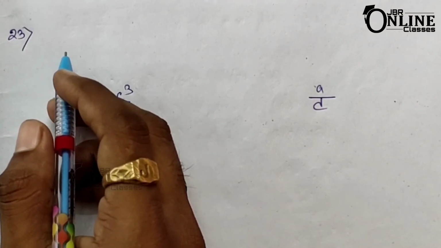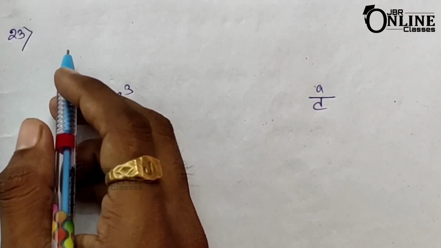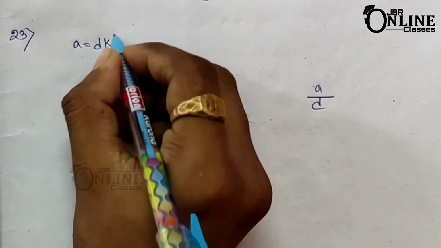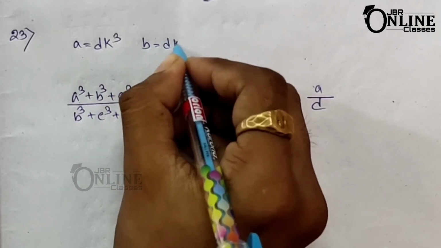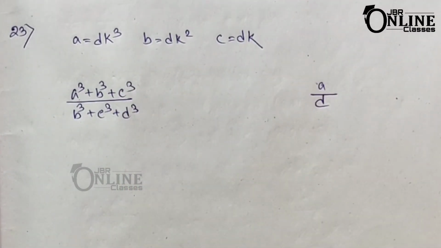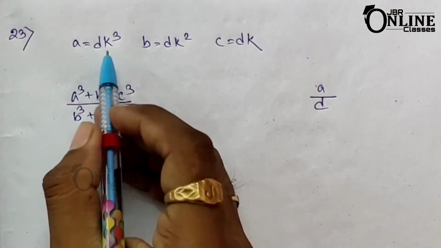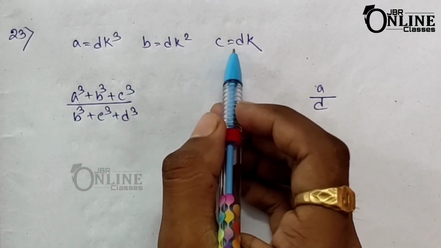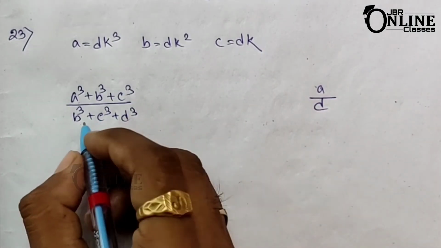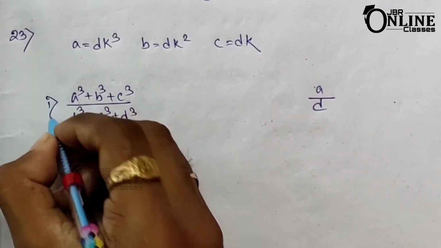In sum number 23 there are also a, b, c, d in continued proportion. So that means a equal to dk cube, b equal to dk square and c equal to dk. If a, b, c, d are in continued proportion, then it is always a equal to dk cube, b equal to dk square and c equal to dk. You know that from the previous sum. So here is sum number 23-1.